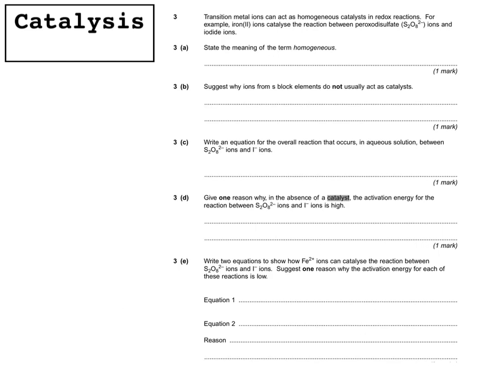So this next question says, transition metal ions can act as homogeneous catalysts in redox reactions. For example, iron 2 ions catalyse a reaction between peroxide disulfate ions and iodide ions. State the meaning of the term homogeneous. So this is where the catalyst and reactants are in the same phase.